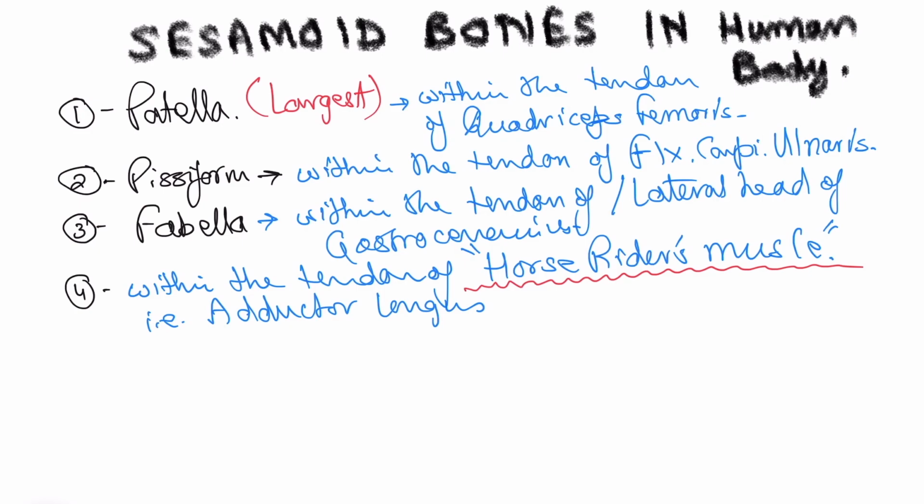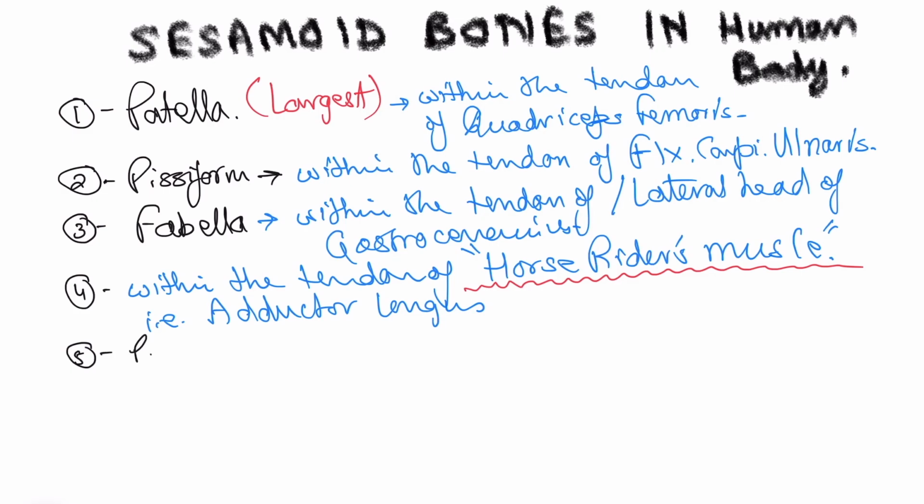The origin is from the body of pubis anteriorly, right? So when you abduct the thighs, you can palpate this tendon in the groins. That is adductor longus tendon. And there you develop sesamoid bones in people who are professional horse riders. Then there are some more sesamoid bones.